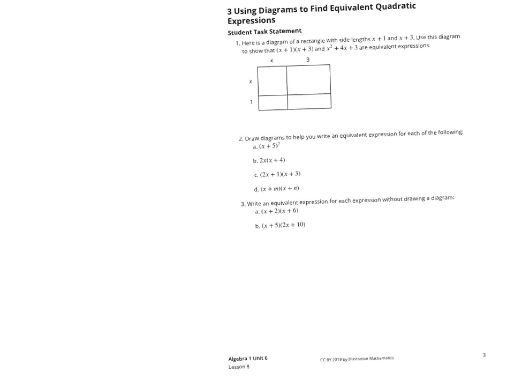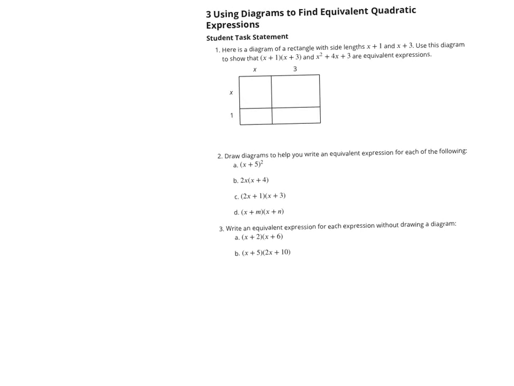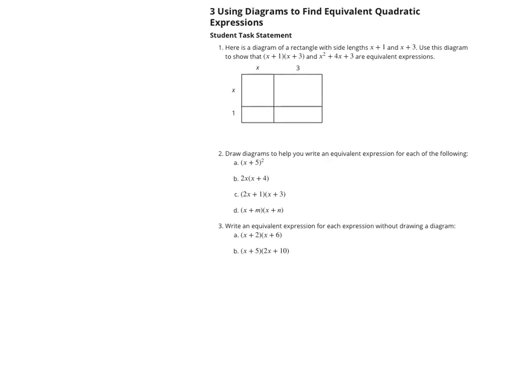Right, using diagrams to find equivalent quadratic expressions. Here's really where we start talking about things called foiling, if you've heard anyone talk about foiling in algebra before. That's really what we're doing, and I'll get to this in just a moment. Let's work on something that's a diagram first.